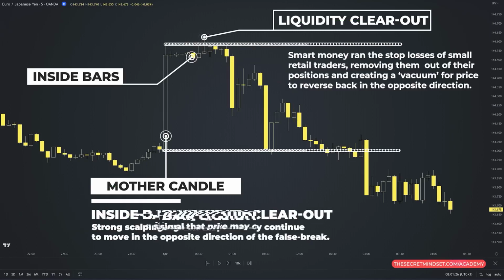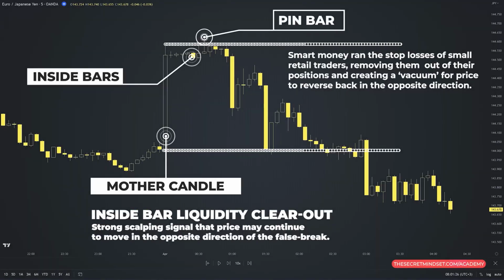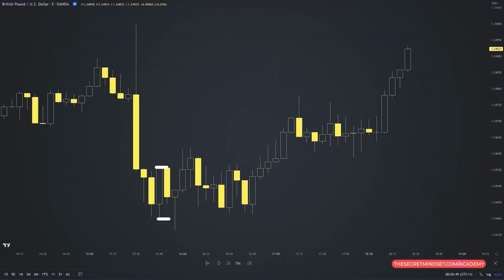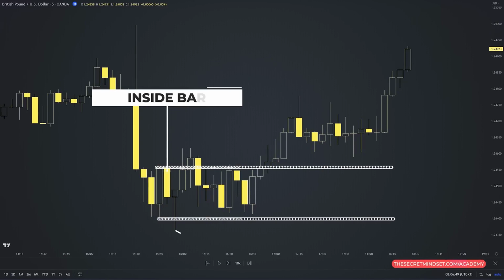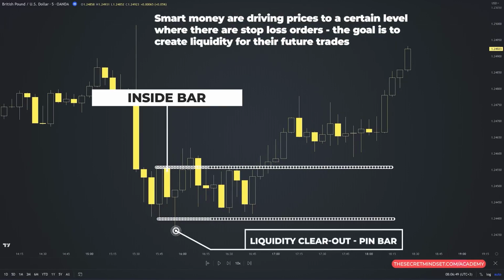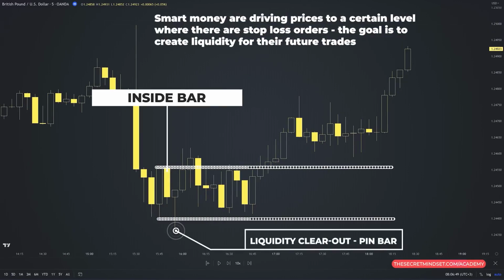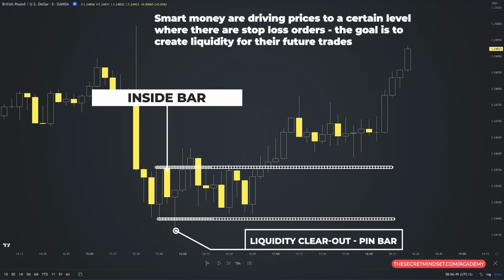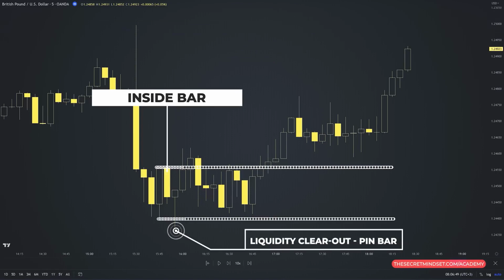The inside bar liquidity clearout is a strong scalping signal that price may continue to move in the opposite direction of the false breakout. The easiest way to spot this pattern is to find the pin bar after an inside bar. So if you find this setup, you know that smart money are driving prices to a certain level where there are stop loss orders, and the goal is to create liquidity for their future trades. Once stop losses are hit, the market goes in their desired direction.